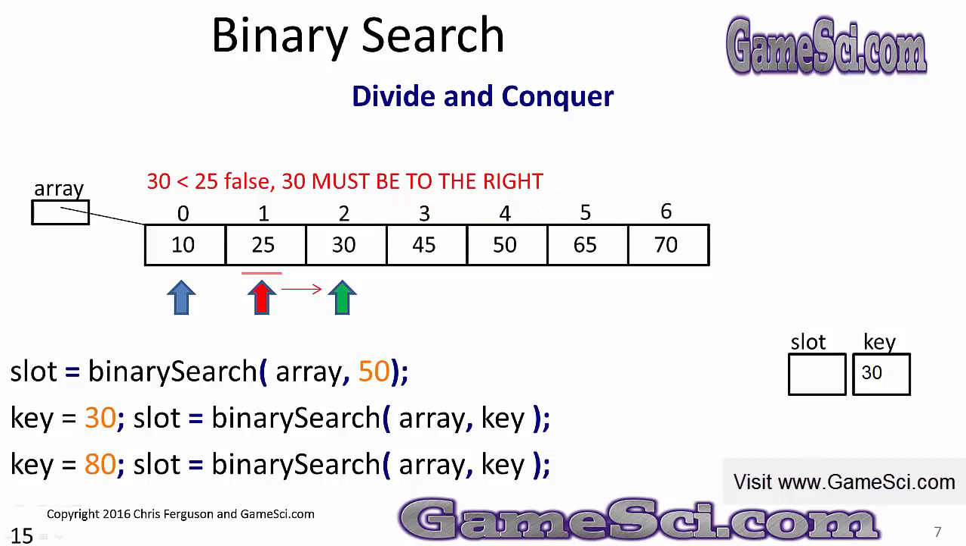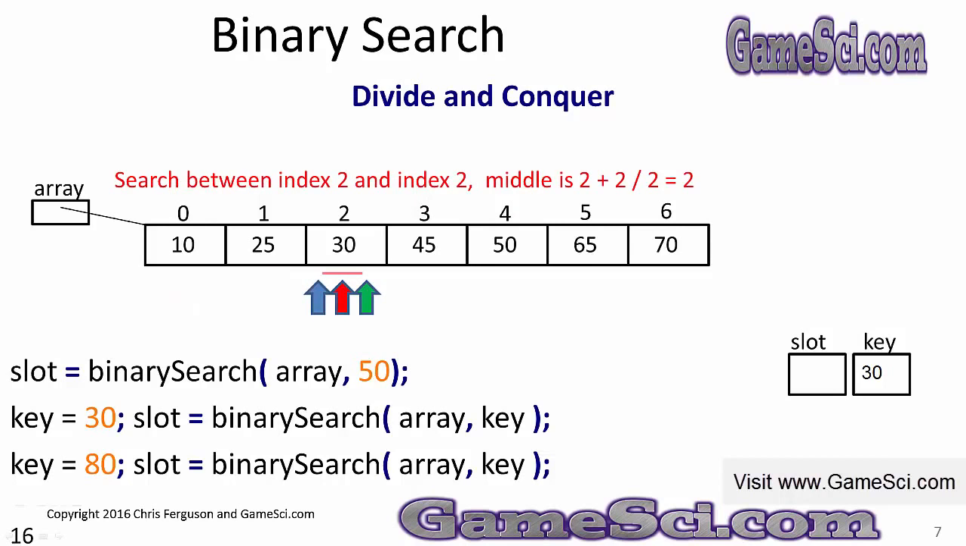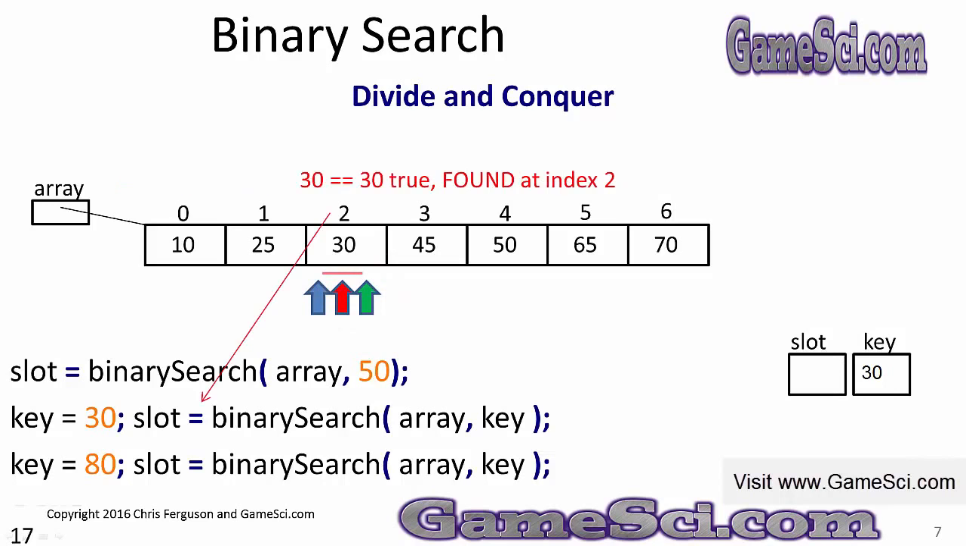When 30 is to the right of 25, we'll adjust our search parameters to search between index 2 and index 2. Calculating the middle as 2 plus 2 divided by 2 says we are going to search starting at 2, ending at 2, and the middle item is going to be 2. I have a feeling things are going to be different this time. Our target, our key, was 30. We compare what we're looking for, 30, to the middle item of our search range, and it's true.